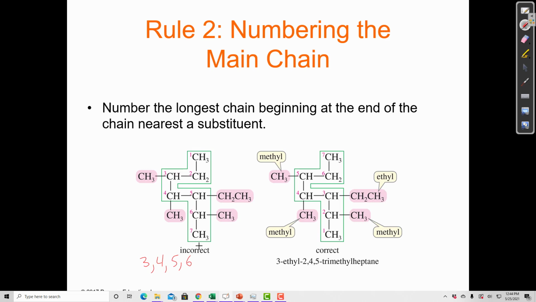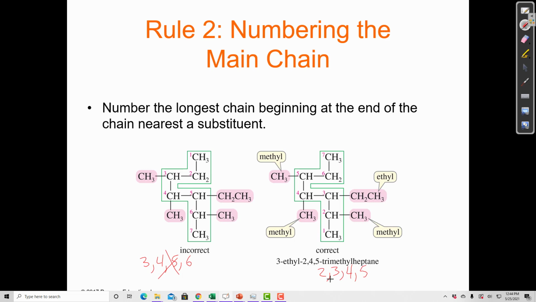But if I take that same chain and I number it from the bottom to the top, then I have a branch at 2, I have a branch at 3, I have a branch at 4, and I have a branch at 5. Right? There's no branches at 6 and no branches at 7. So my choices are, I either have branches at 3, 4, 5, and 6, if I do it from the top to the bottom, or I have branches at 2, 3, 4, and 5, if I do it from the bottom to the top. So I always want my branches to have the lowest numbers possible. So numbering the chain from the bottom to the top gives me numbers that are smaller than if I numbered it from the top to the bottom. So this is the wrong way to number it, and this is the right way to number it.